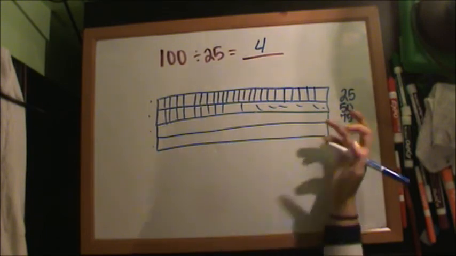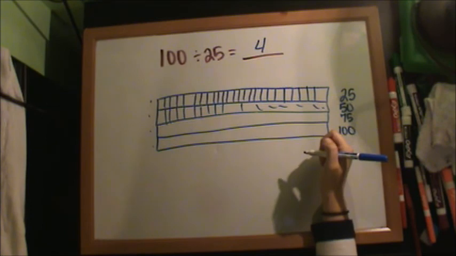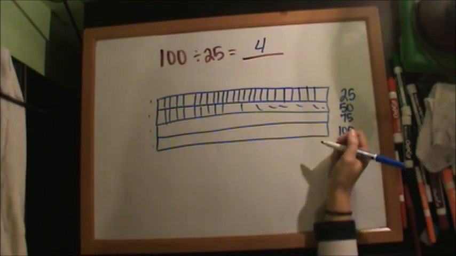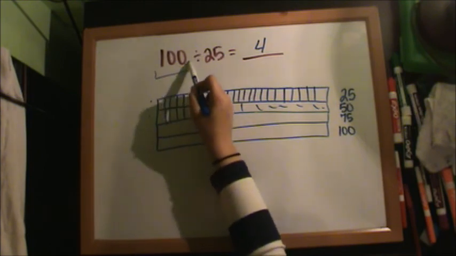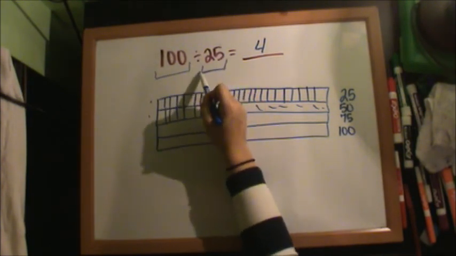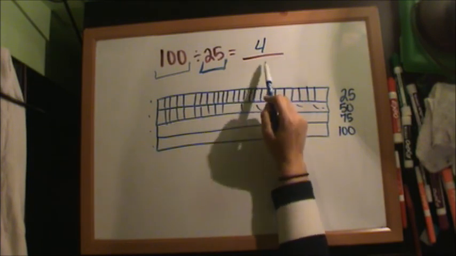So you can still use an area model, you're just working backwards with it. And why does this work? It's the same reason that the number line works. You're just putting your given number into equal groups right here to find out how many equal groups you've made.